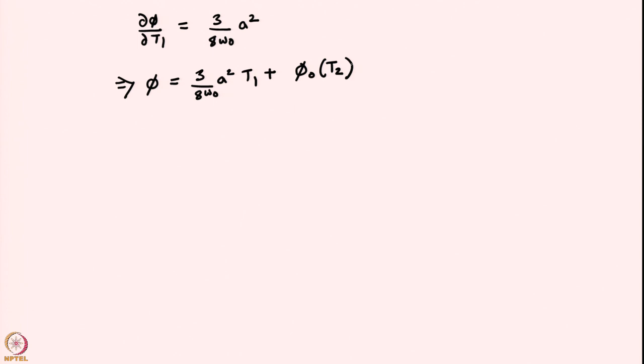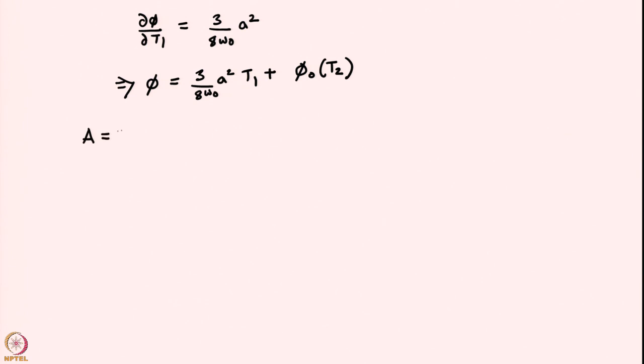But once again, we will treat φ0 as a constant because, as I have said before, we are not going to solve the problem up to t2 or up to order epsilon squared. But we will need to write down equations up to order epsilon squared in order to determine the solution up to order epsilon completely.